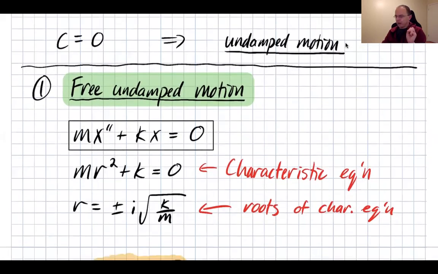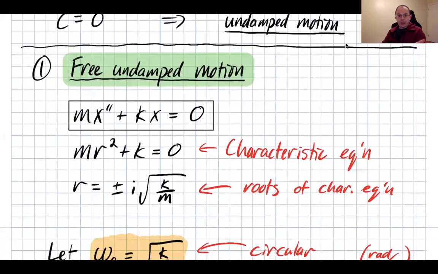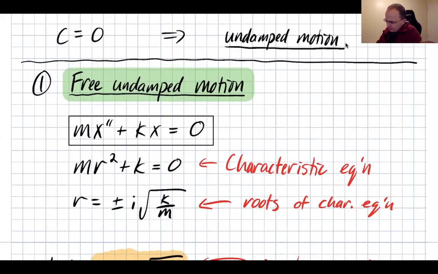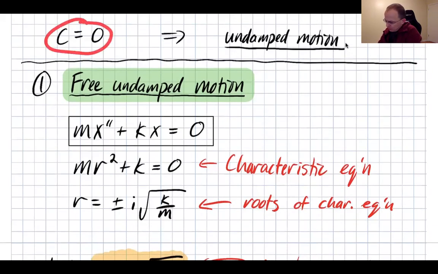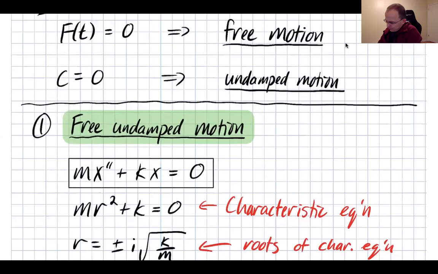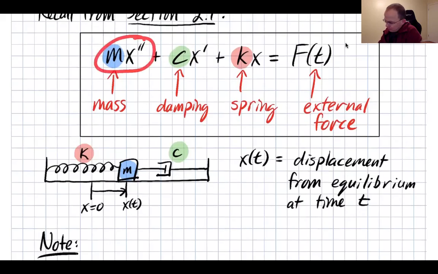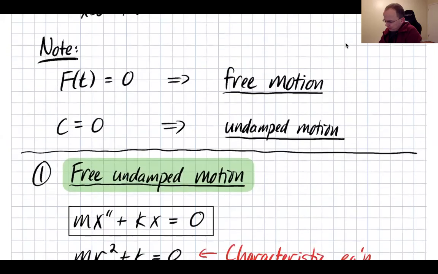So 2 cases today. We'll first look at undamped motion, and then after we've done undamped motion, then we'll look at free damped motion. Okay, so if we're looking at the undamped motion case, remember that means that this C term is 0. So this differential equation will just have this mass term, and we'll have the spring term, but will not have this damping term in the differential equation.